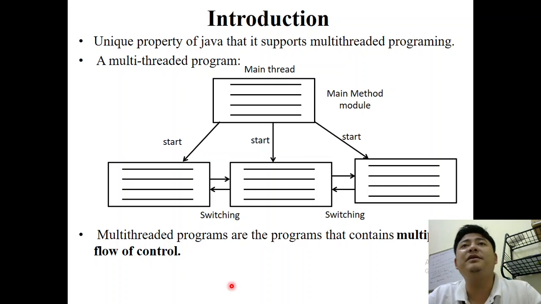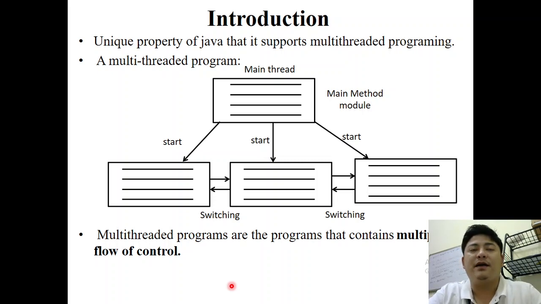So multi-threaded programming is a very unique property of Java, and it is a very strong feature of Java, and it increases the efficiency while executing the program instructions. So what do you mean by multi-threaded programming? In multi-threaded programming, you have got multiple flows of control.